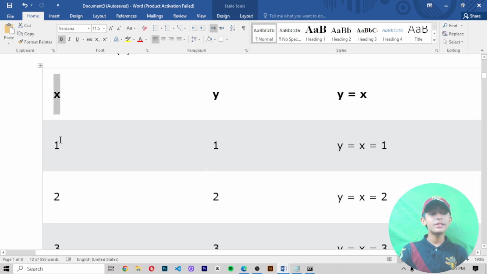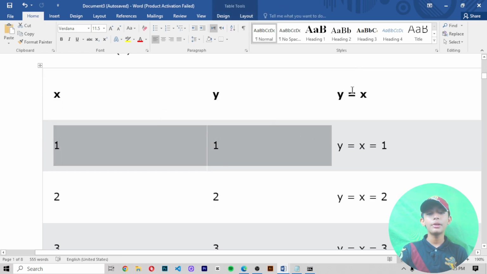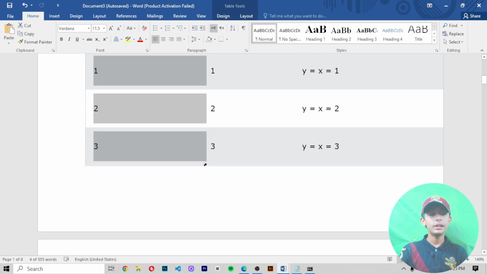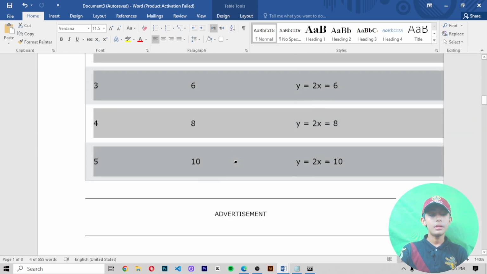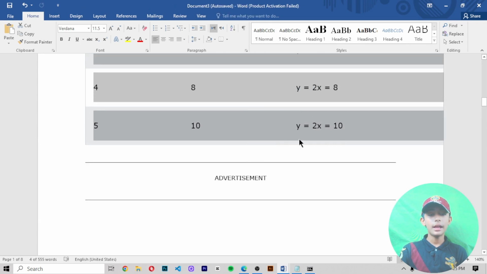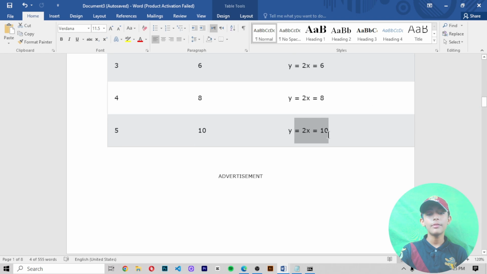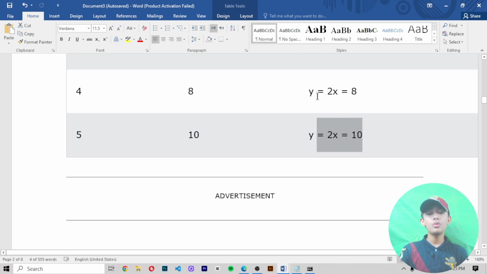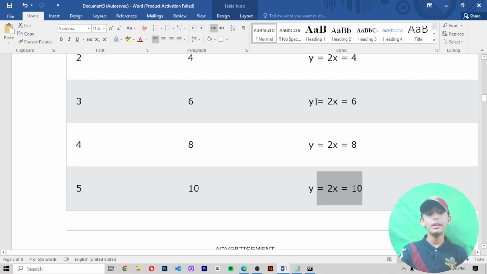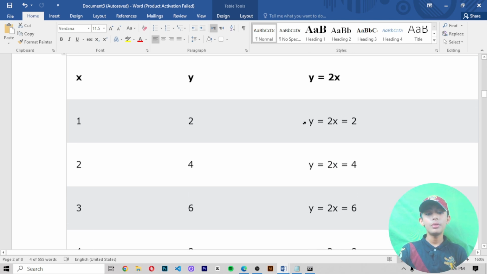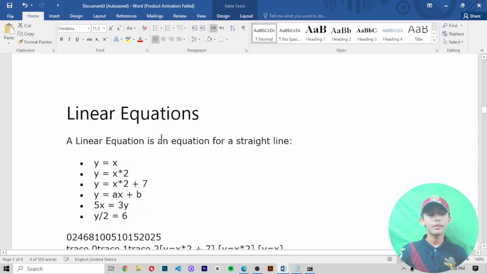Like that, x is 1, y is 1, and y equals x equals 1. Here you can see it. Here you can see, like x equals 10 gives y equals 2x equals 10, y equals 2x equals 8, y equals 2x equals 6, y equals 2x equals 4, like that. Here you can see it.